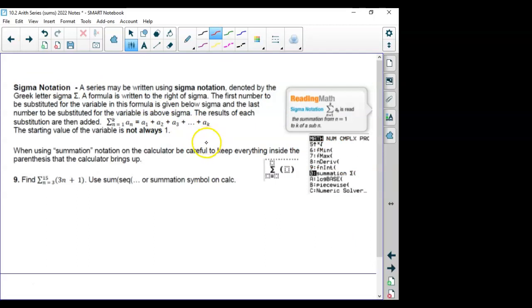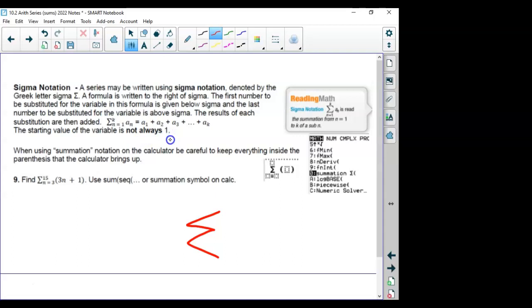All right, last thing for the day is sigma notation. A series may be written using this summation. This is a sigma. It means find the sum, denoted by the Greek letter sigma. A formula is written to the right of the sigma. The first number to be substituted for the variable is given below the sigma, and the last number to be substituted for the variable is above the sigma. The results of each substitution are then added. The starting value is not always 1.